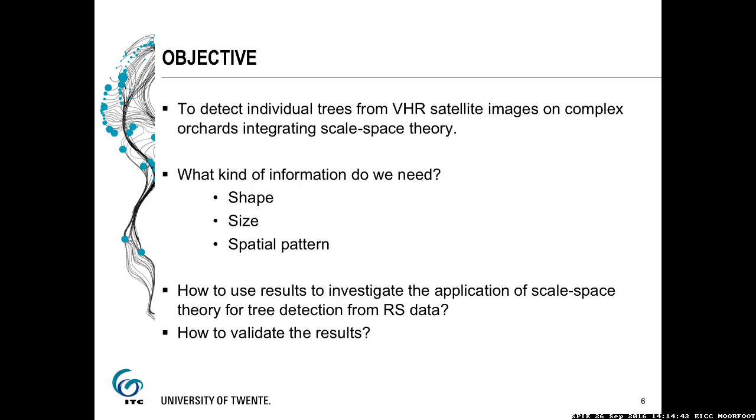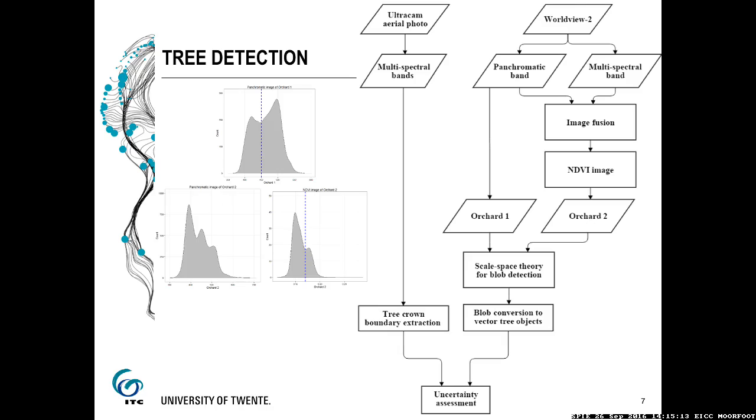So we propose the scale space theory to detect individual trees from very high resolution satellite images, especially in complicated orchards with different tree sizes. The questions that come up are how to use the results to investigate the application of the scale space theory, and how to validate the results. So this is the framework of our study for tree detection.